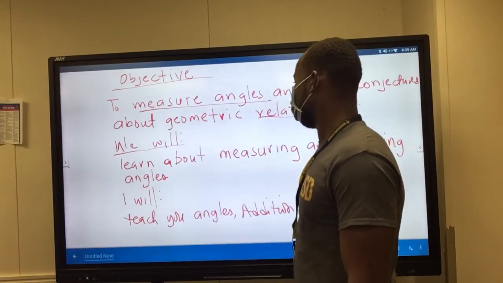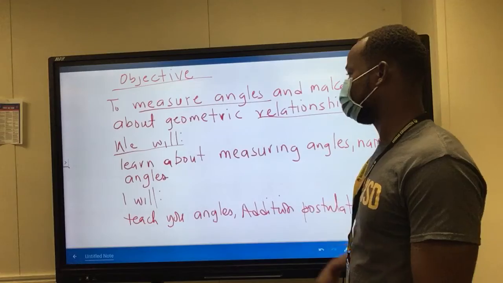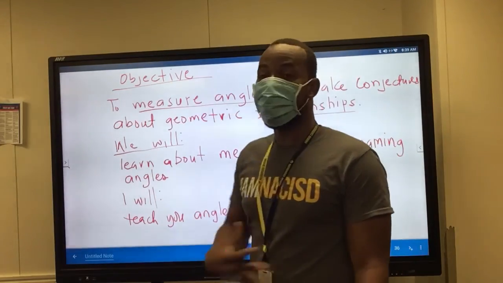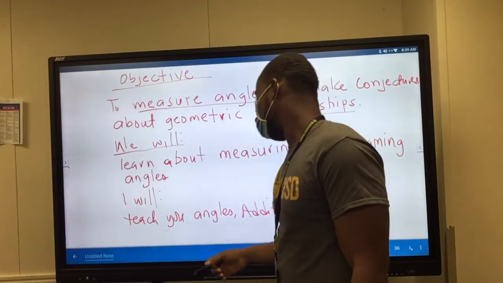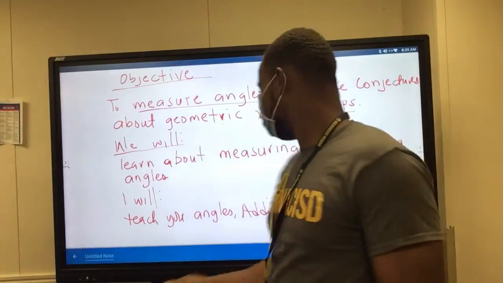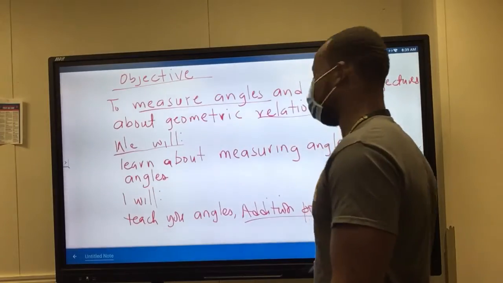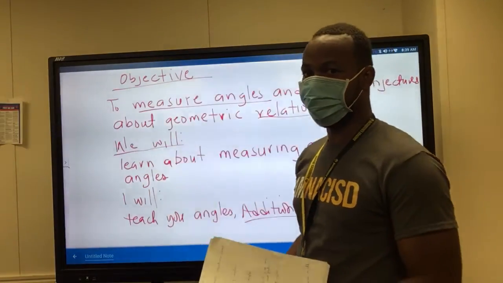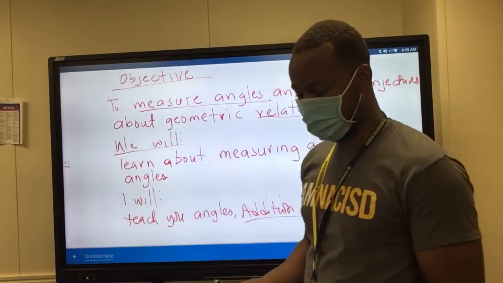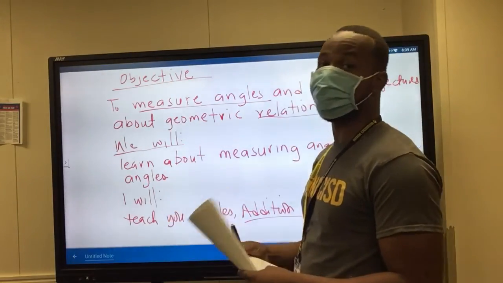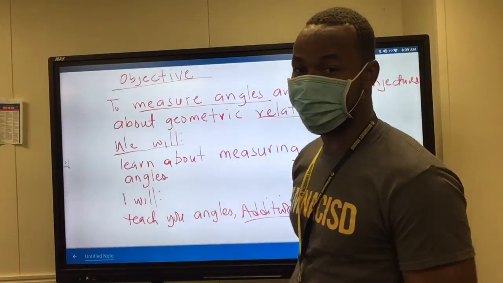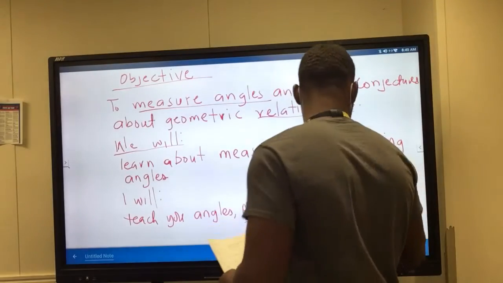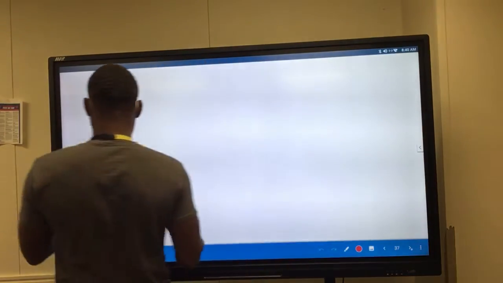We'll learn about measuring angles, naming angles as well, and then I'll teach you the angle addition postulate. Now the first thing we have to know is to define what is an angle. I've been talking about angles so far, so we are measuring angles, but what is actually an angle? So let's go to the definition of an angle.